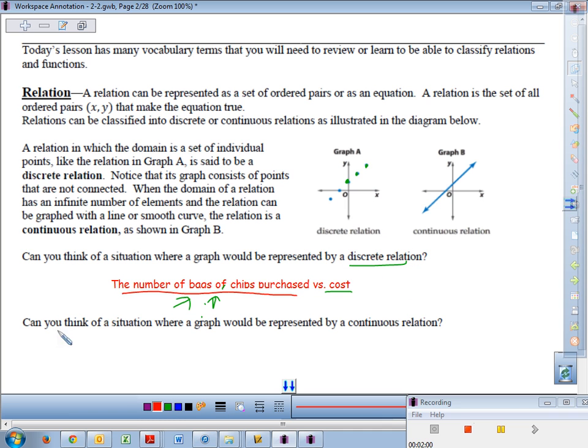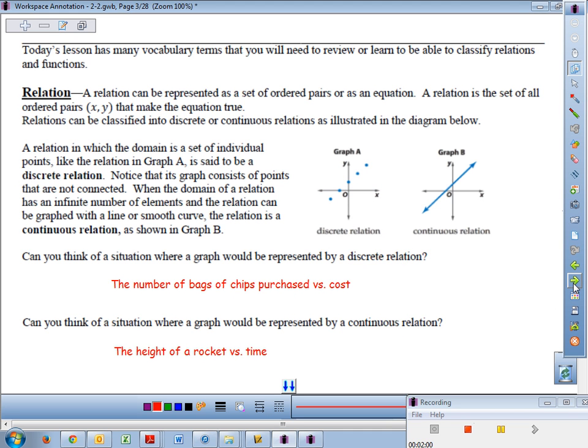Now the next one says, can you think of a situation where the graph would be represented as a continuous relation, to where you could have that filled in all the way? And the simple thing is usually if the thing on the x-axis is time, right? Because does time ever stop? No. So what do you think about this? You've done this many times. The height of a rocket versus time.